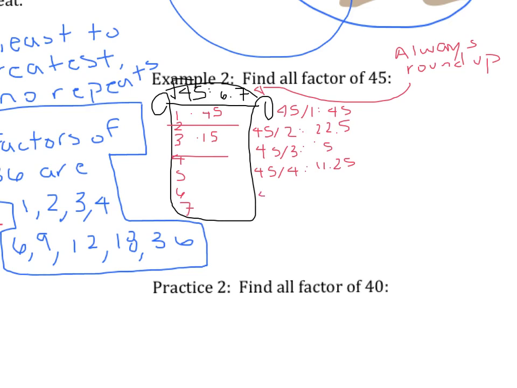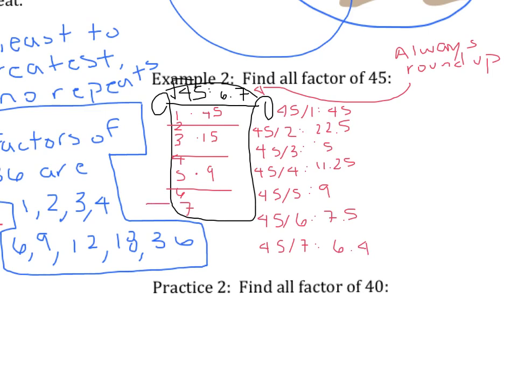I'm going to try 45 divided by 5. 45 divided by 5 is 9. So 5 times 9, that's one of our factors. I'm going to try 45 divided by 6. 45 divided by 6 is 7.5. I don't want a decimal, so 6 is not one of our factors. And 45 divided by 7, that gives me 6.4.